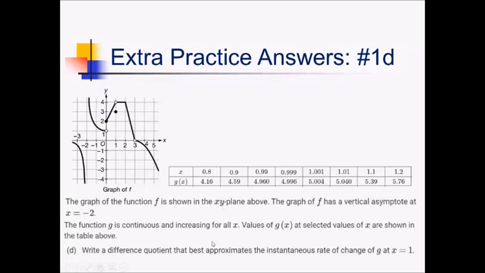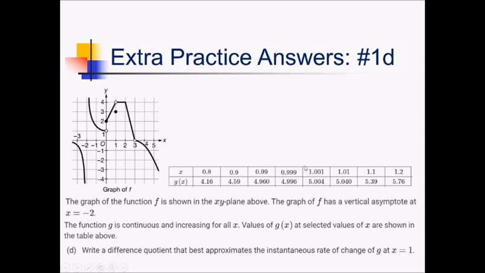For this last part of the problem, they want us to write a difference quotient that best approximates the instantaneous rate of change of g at x equals 1. This is really not too hard if you understand what they're asking for. A difference quotient is essentially something minus something over something else minus something else. Since we're trying to approximate an instantaneous rate of change, we're going to do that with an average rate of change. Now they said best approximates, so we're going to do an average rate of change over the smallest possible interval that contains x equals 1.